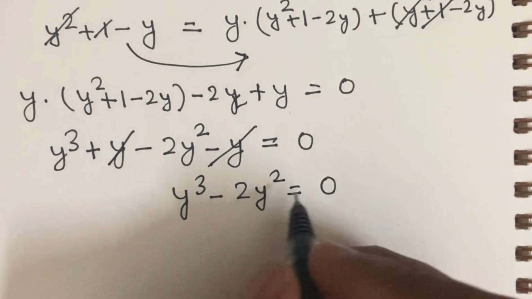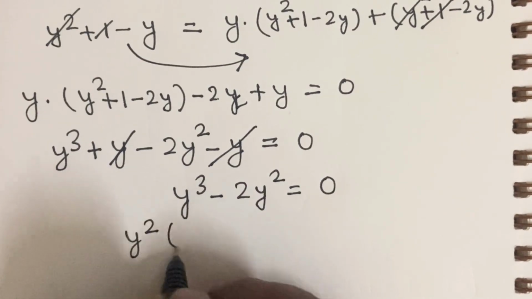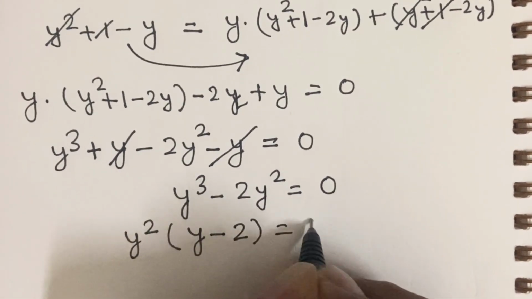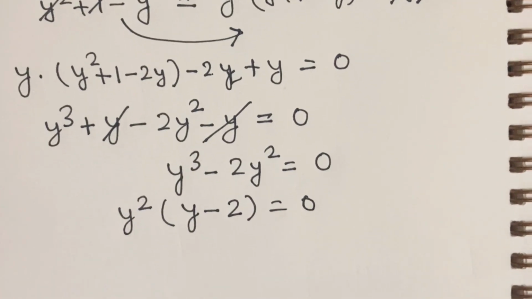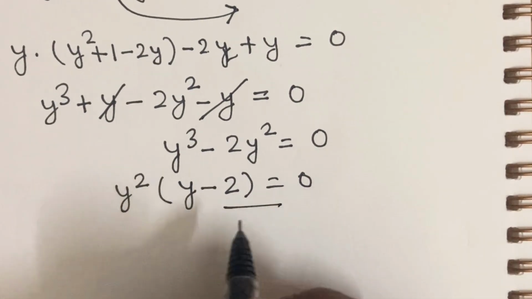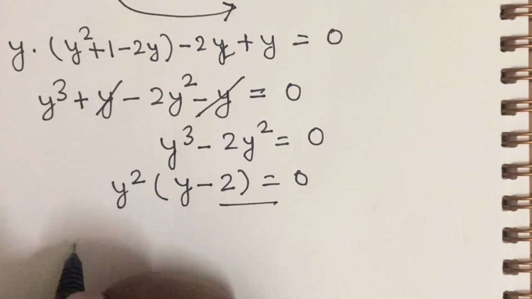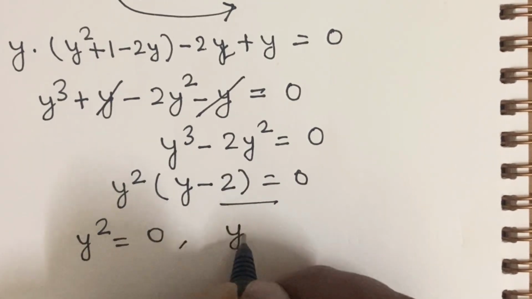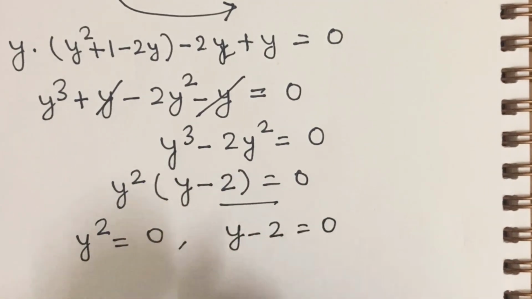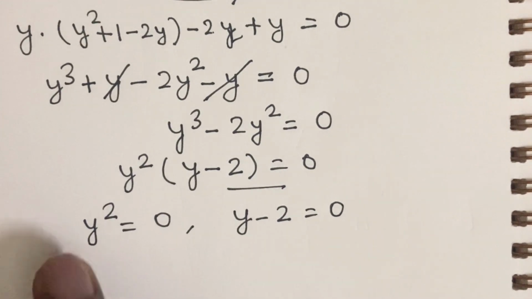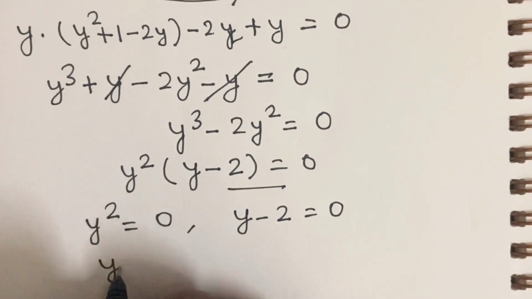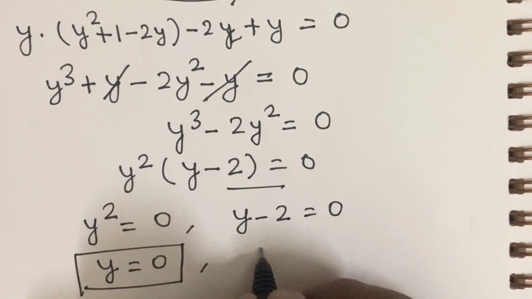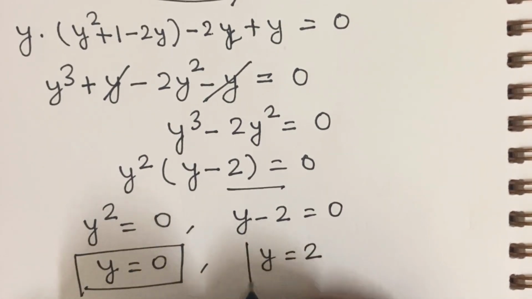So now take y square as common. So here we get y minus 2 equals 0. So from this equation, we have got two options, that is y square equals 0 and y minus 2 equals 0. So from this solution, we get y equals 0 and from here y equals 2.